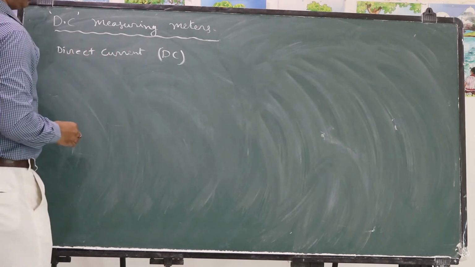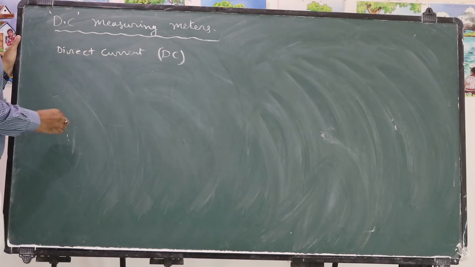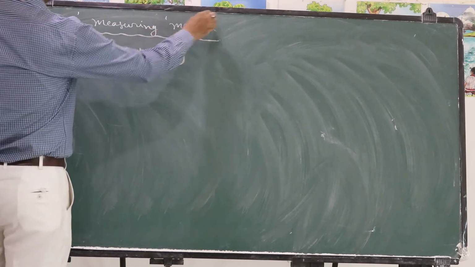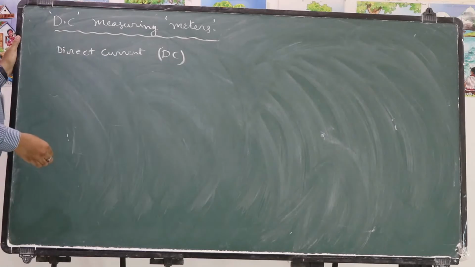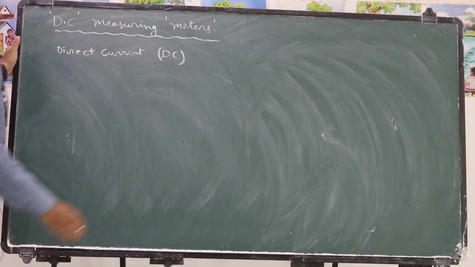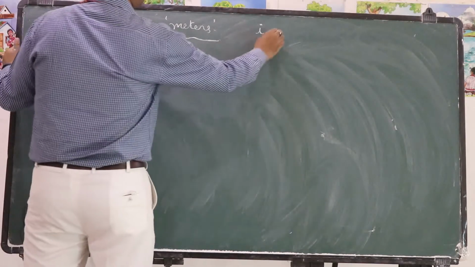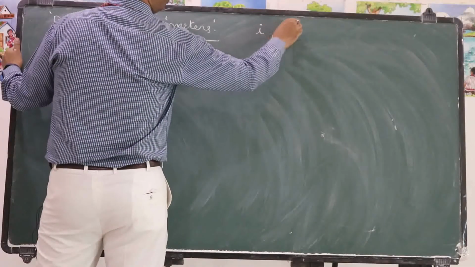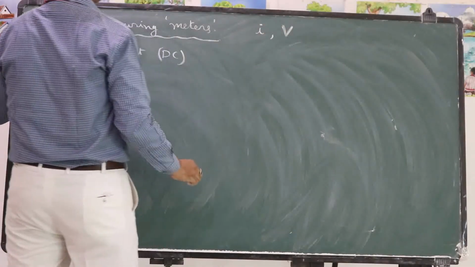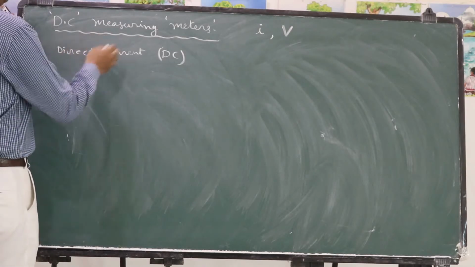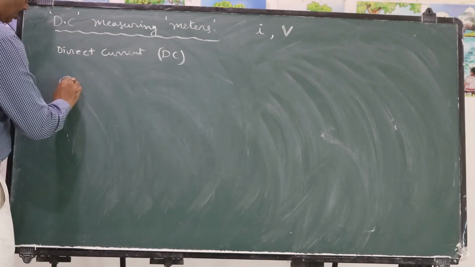In order to measure the direct current and in order to know the presence of current in a particular circuit, we require a meter. So let us see what are the various meters available with us for the measurement of current which is passing through the circuit, for the measurement of potential difference, and to know the direction of current. So the basic meter is the galvanometer.